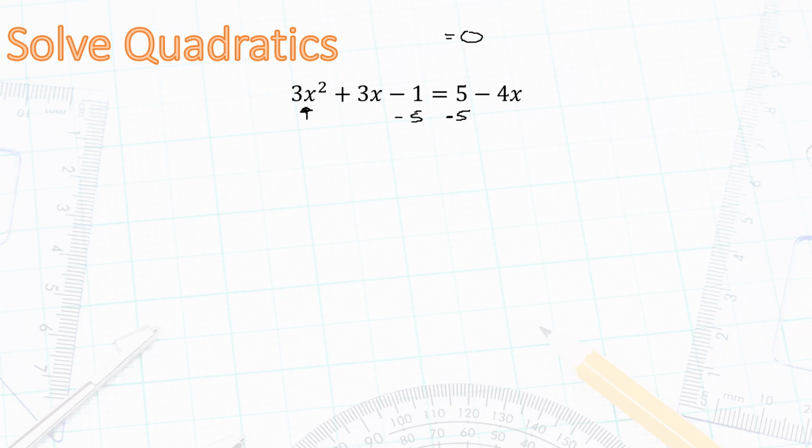If there wasn't a constant term over here, like say this 1 wasn't here, you can't combine it with 3x squared or 3x. You would just assume there's a 0 there and then subtract from it. So just be aware of that. You can only subtract or add like terms.